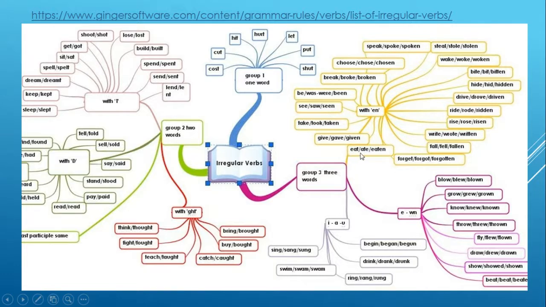Notice like the word eat in the past is ate. Then you have eaten in the past participle. Some of them change very drastically, and some of them don't change that much. But this is just a guide for you to help you memorize. The group number 3, you have the words that end with wn. Blown, grown, known, thrown, flown. See, this helps you remember them. Here you have verbs that the vowels change.